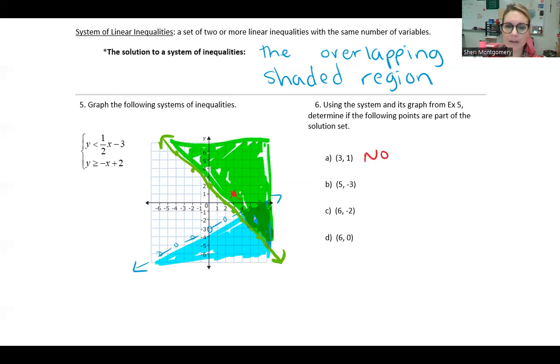So now I'm going to go to (5, -3): over 5, and down 2, down 3. Oh, that's not 3 actually.